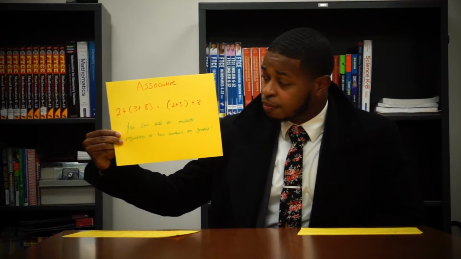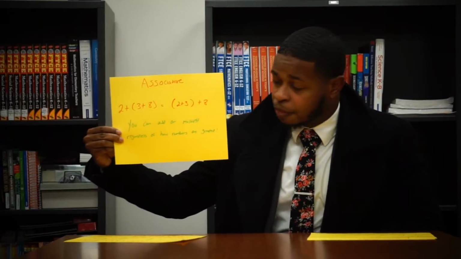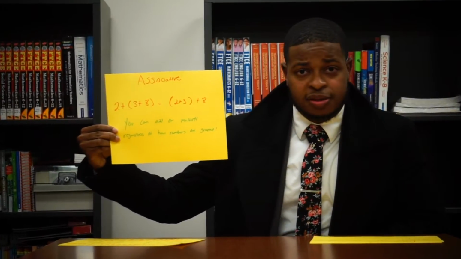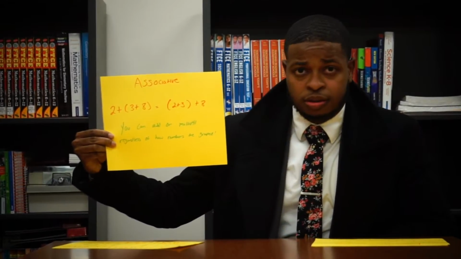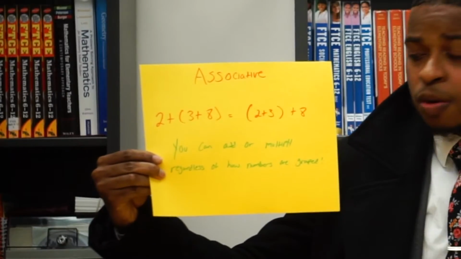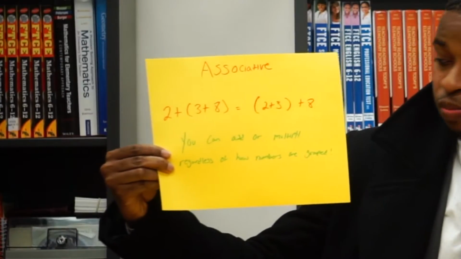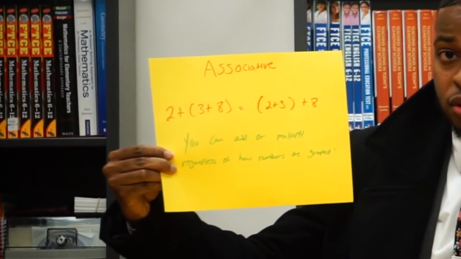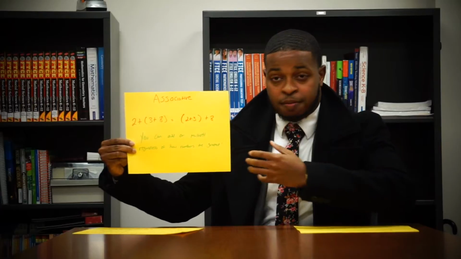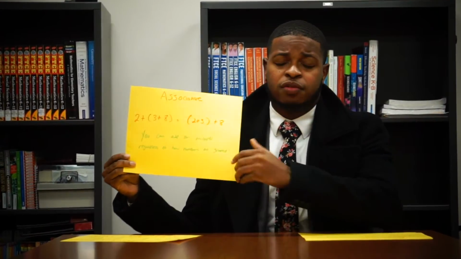Alright, next we're going to transition into the associative property. Here on this poster card, we have written down 2 plus parentheses 3 plus 8 equals parentheses 2 plus 3 plus 8. Now with associative, down here I wrote down you can add or multiply regardless of how numbers are grouped. So it doesn't necessarily matter how the numbers are grouped inside the parentheses, it will give you the same answer.